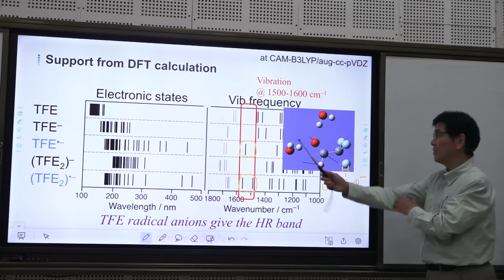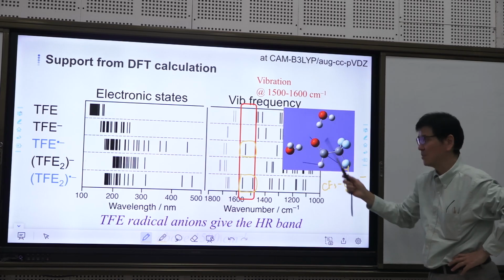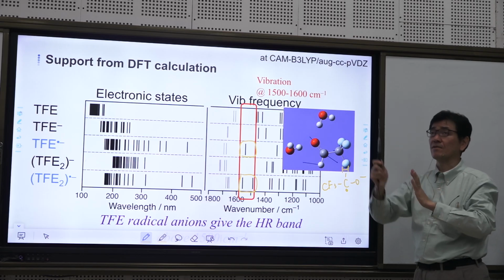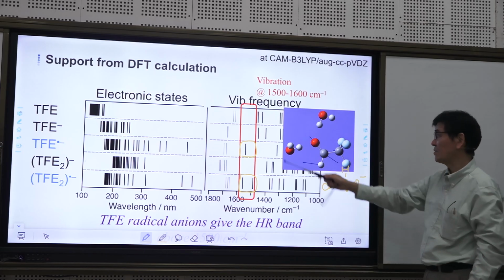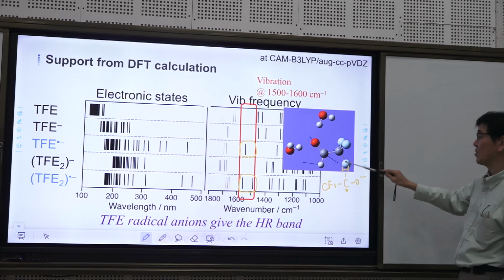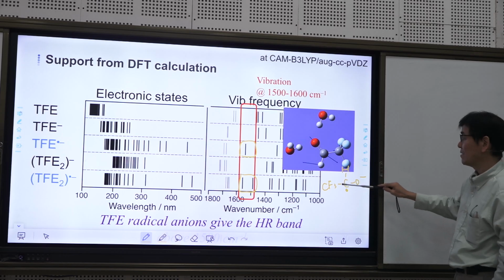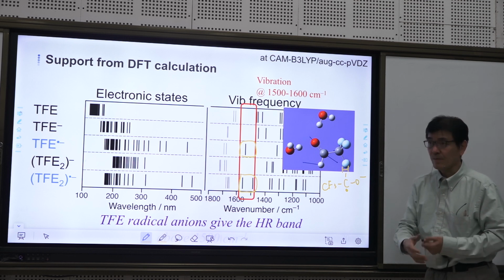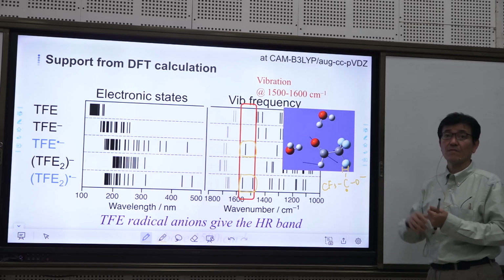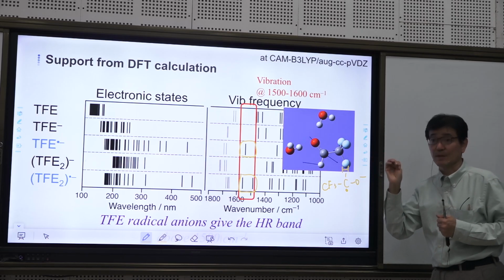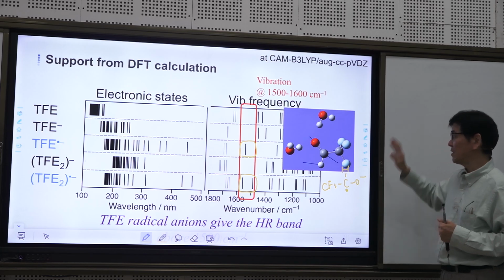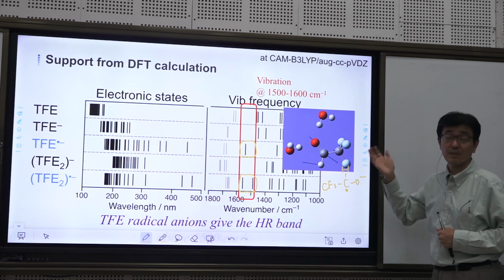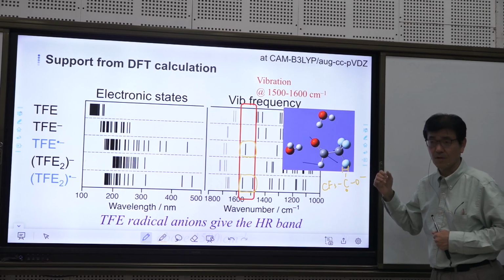Okay, so this consideration allows us to assign an unidentified peak above 1500 to be part of the CHO group of the radical anionic form of trifluoroethanol. But do you remember? This form was not detected in IR spectrum or Raman spectrum. If this species exists, why is it not detected in Raman spectroscopy, IR spectroscopy? That is a question.